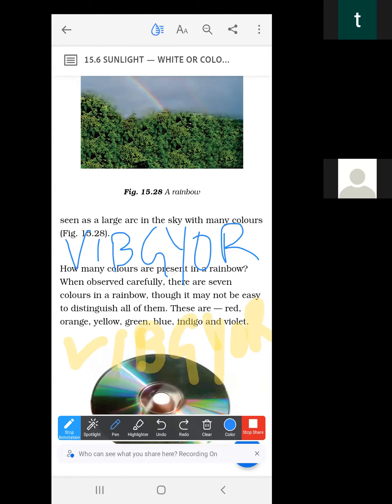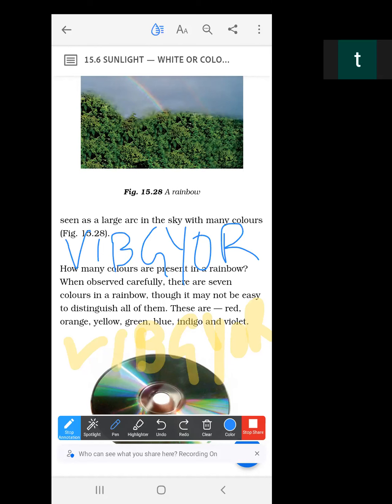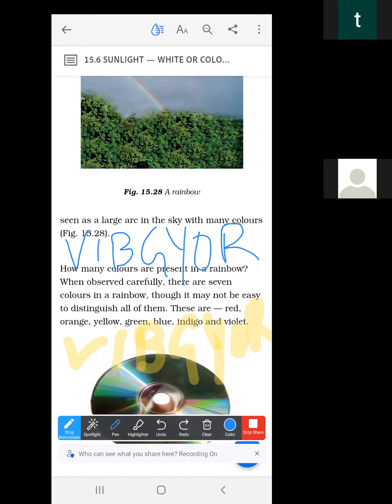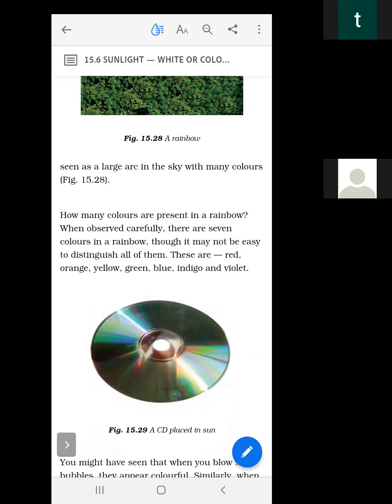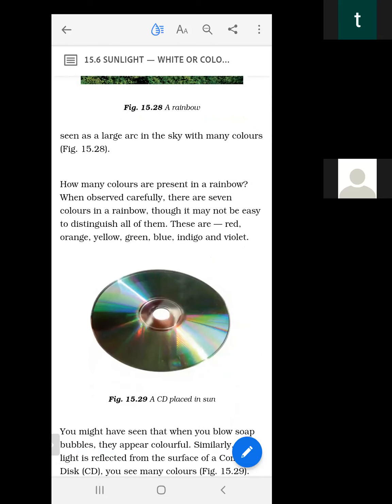alphabetical order, Vibgyor. But red will be on top, then orange, then yellow, then green, then blue, indigo, then violet. Violet will be on the bottom. This is the order of the colors formed by a rainbow. So have you seen how many colors are present? 7 colors. And these are the names of the 7 colors: red, orange, yellow, green, blue, indigo, violet.